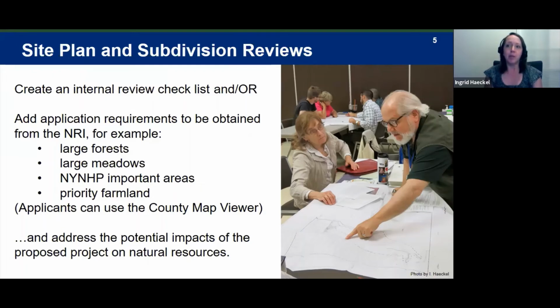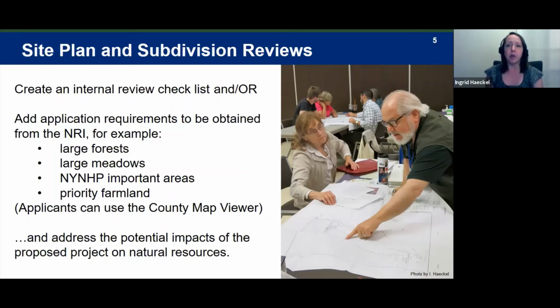So for example, you could consider requiring site plan or subdivision applications to include maps showing the proximity of the proposed project to large forests or large meadow areas, the natural heritage important areas for rare animals, priority farmland, maybe aquifers, etc. And these requirements could make use of the county's online mapping system, that Geodata portal, which is a free way to produce maps, including parcel boundaries on it. So it wouldn't necessarily add an expense to the applicant to do that.